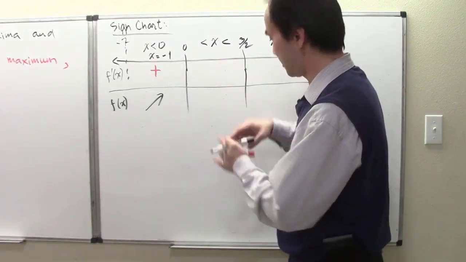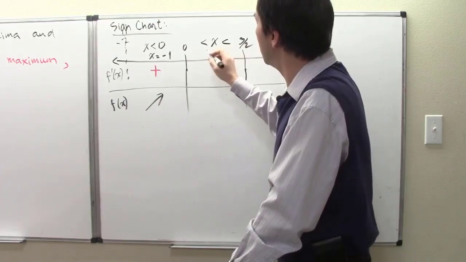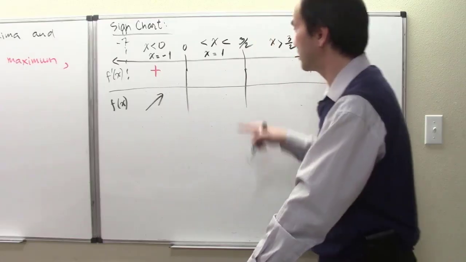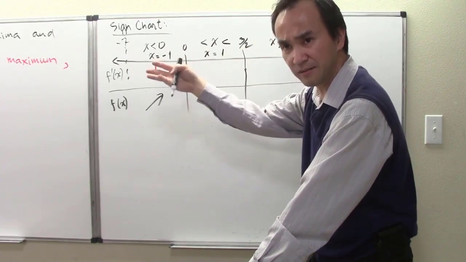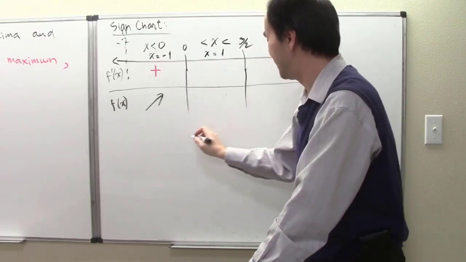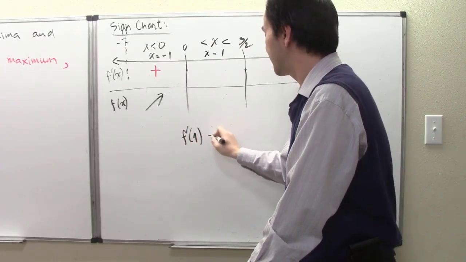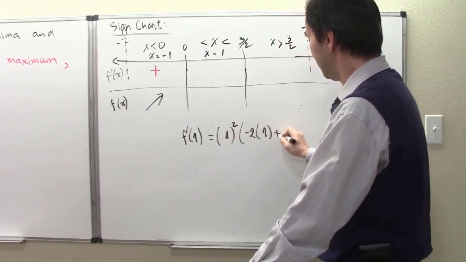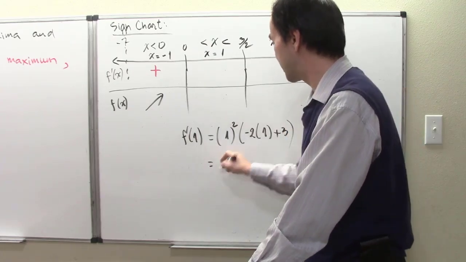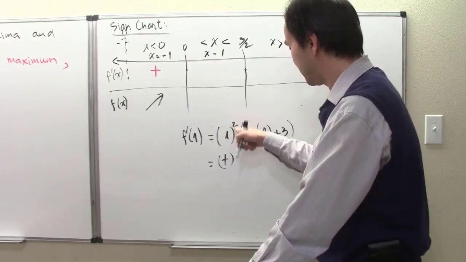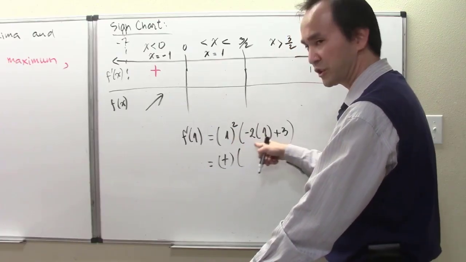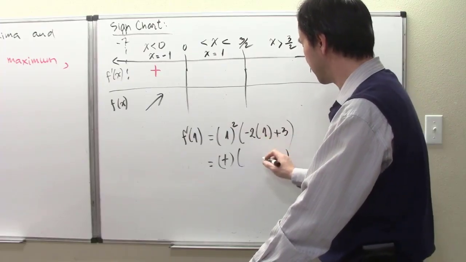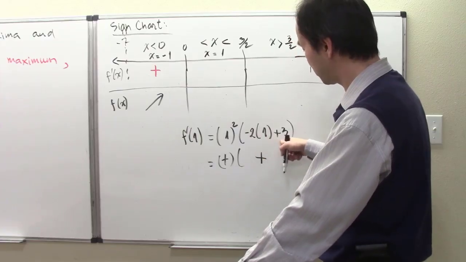And then for the next one, we can pick x equals 1, because it's between 0 and 3/2. The 3/2 is 1.5, right? So x equals 1 is sort of the best candidate. F prime of 1: I'm going to do that again. 1 all squared times -2 times 1 plus 3. The factor with the square is positive. The other factor is also positive, because 1 times negative 2 is negative 2, and plus 3 makes it positive. Negative 2 plus 3 is positive.